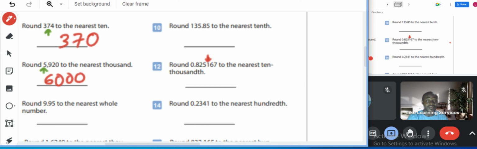We look at the next number. 6. 6 is already anything 5, 6, 7, 8, 9. You call it 1, isn't it? Yes. We're calling it 1 and we add to this 1. So the answer will now be what? 2.